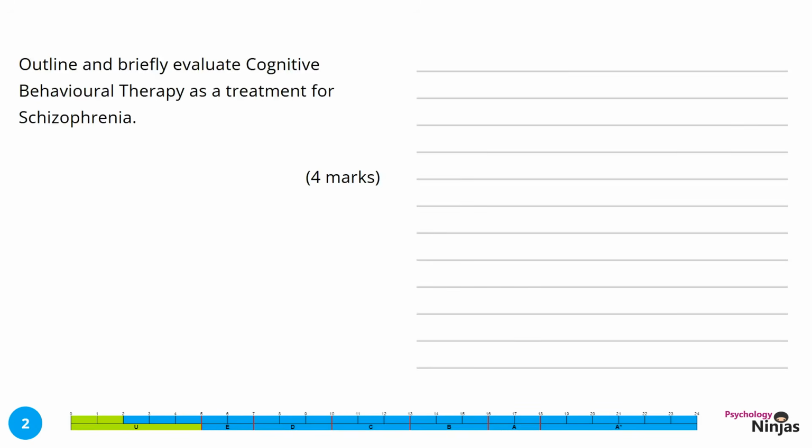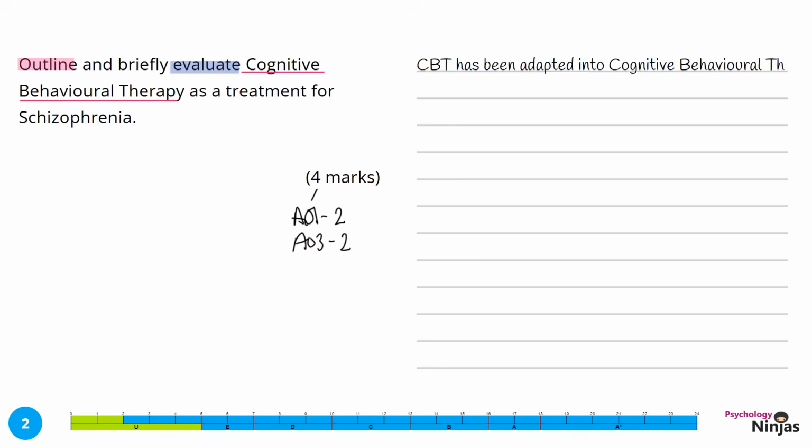Outline and briefly evaluate cognitive behavioural therapy as a treatment for schizophrenia, 4 marks. Although this is a short mark question, we've actually got 2 different command words. The first one is outline, and we need to give a description or an explanation of cognitive behavioural therapy. There are 2 marks available for our AO1 or our knowledge of this particular therapy. We also need to give a brief evaluation, and so our AO3 is also going to be worth 2 marks. We need to make sure we're balanced and doing both of these to maximise the marks available. Let's break down a response.